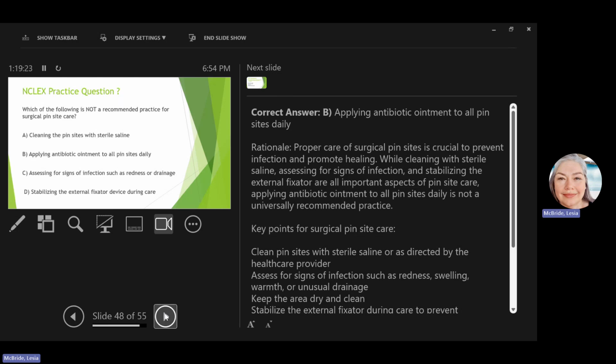Which of the following is not a recommended practice for surgical pin site care? We did pin care in lab a little bit. We reviewed that, at least looked at the videos. We don't apply antibiotic ointment to all the pin sites. We want to keep it open to air and make certain that we're keeping it clean so that they don't get infection.